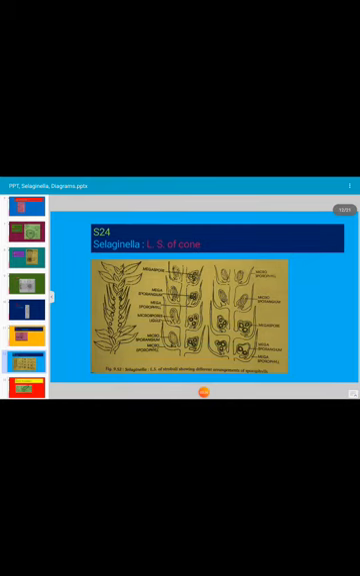This photograph is a longitudinal section of cone, and Selaginella is a pteridophytic plant that produces two types of spores. Large sized spores are known as megaspores and small sized spores are known as microspores. When they are produced in sporangia, megaspore producing sporangia are known as megasporangia, and microspore producing sporangia are described as microsporangia. Okay, like this.